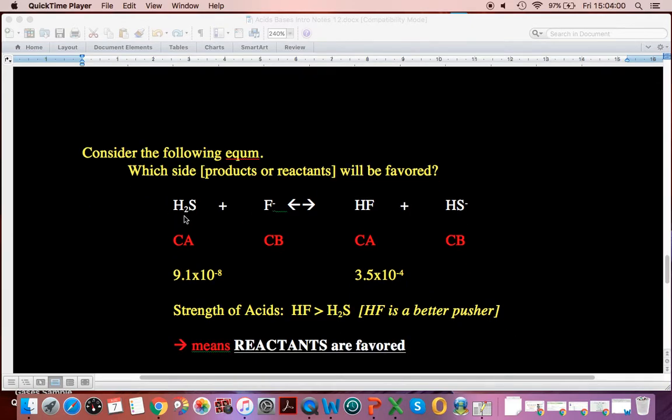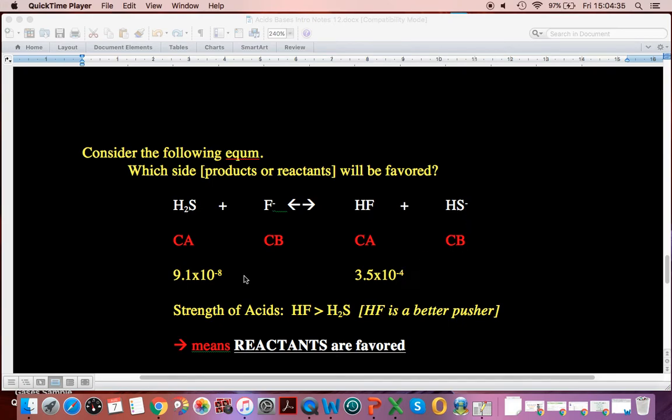So here we have a question. It says H2S, F-, HF, HS-. And what we see is H2S is the conjugate of HS-, so that's why it says conjugate acid here, conjugate base there. It will transfer a proton to the F-, and the F- becomes HF, so it's a conjugate acid to F-. Well, in the first case, we see this has no proton, so this had to be the acid.